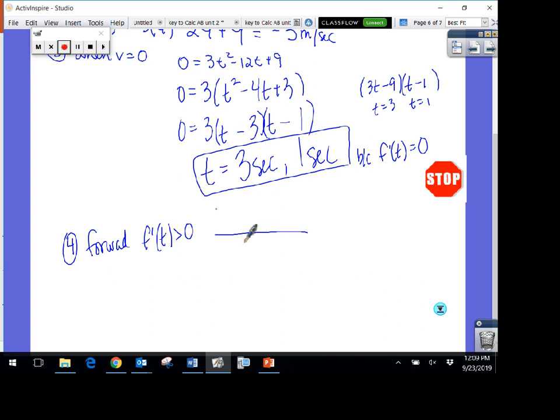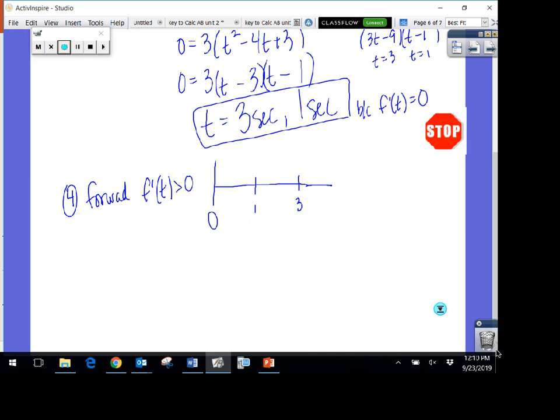We know we can't go past 0 because the original problem said t is greater than or equal to 0, so we don't care about anything to the left of 0. We know that it equals 0 at 1 and at 3. This is where the velocity is 0. So these three sections are going to have a positive or negative sign.